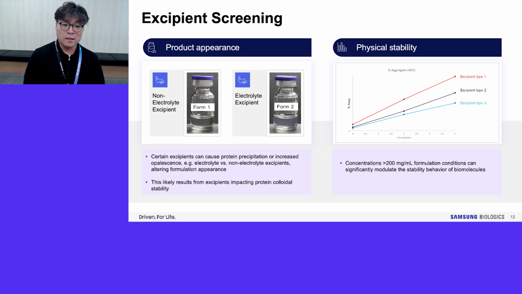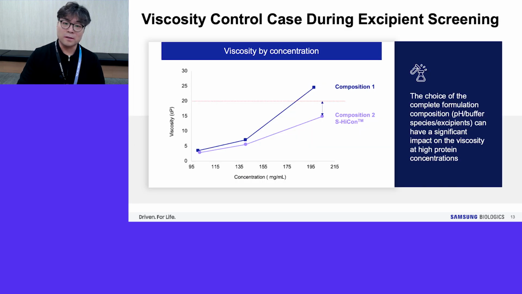As you see, the electrolyte excipient is not matched to this molecule. Also, you can see the right side graph. Different excipients show different stability results after thermal treatment. That's why I emphasize that the scientist's background knowledge is important to choose the right excipient type and condition for the molecule.